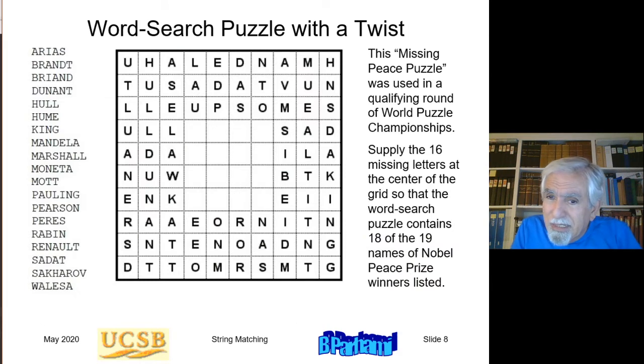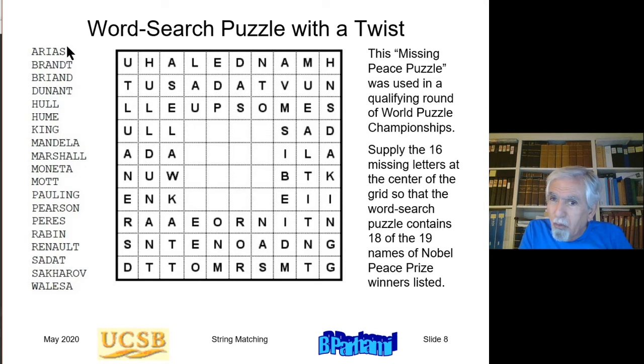This is yet another way of making these puzzles more challenging. This particular version is called the missing piece puzzle. So a play on words, the missing piece, P-E-A-C-E.